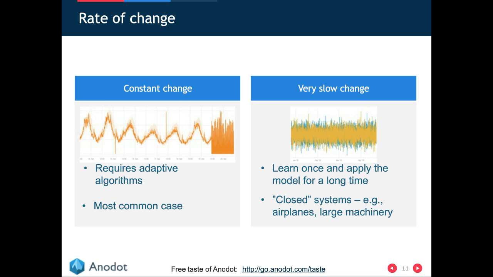However, there are use cases where changes are very slow. If I'm monitoring an industrial machine that was designed 10 years ago and hasn't changed much since, I can actually learn once with a lot of samples that I collected over time and not let it change at all. So this is good for closed systems, large machinery, airplanes, where it's known that the changes are going to be slow, if at all.